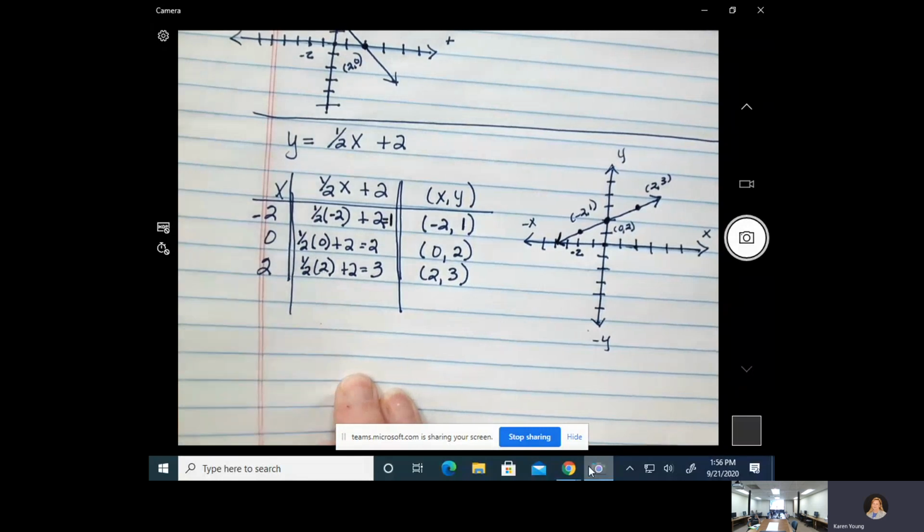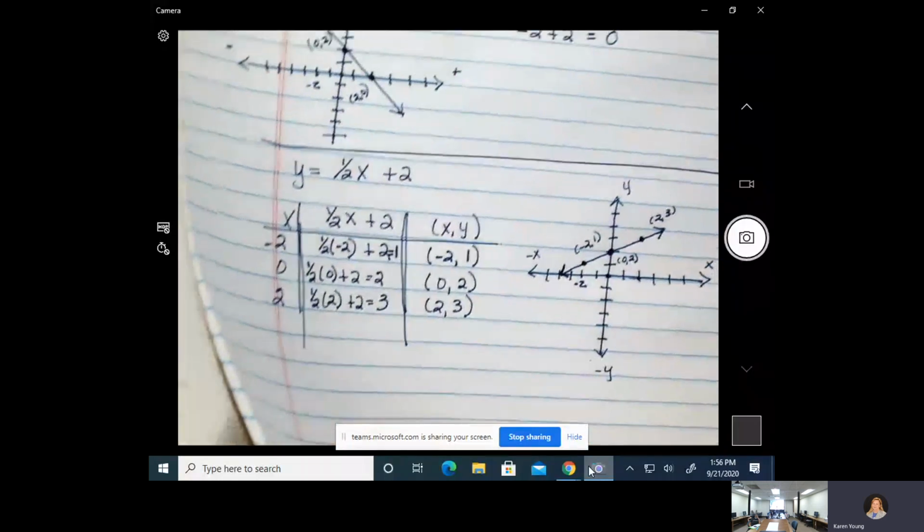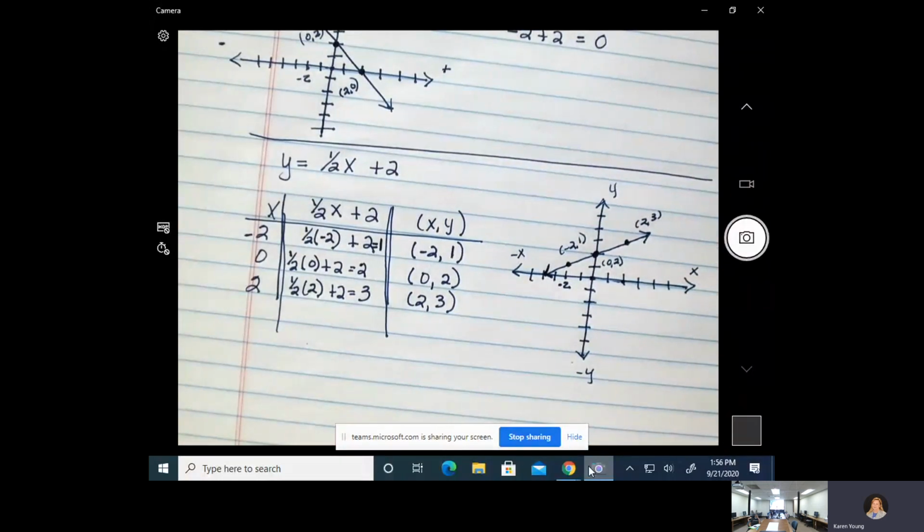So you're just plotting points. You're using your equation, choosing your values for x, and then taking the values for x that you have and drawing the line from the equation.